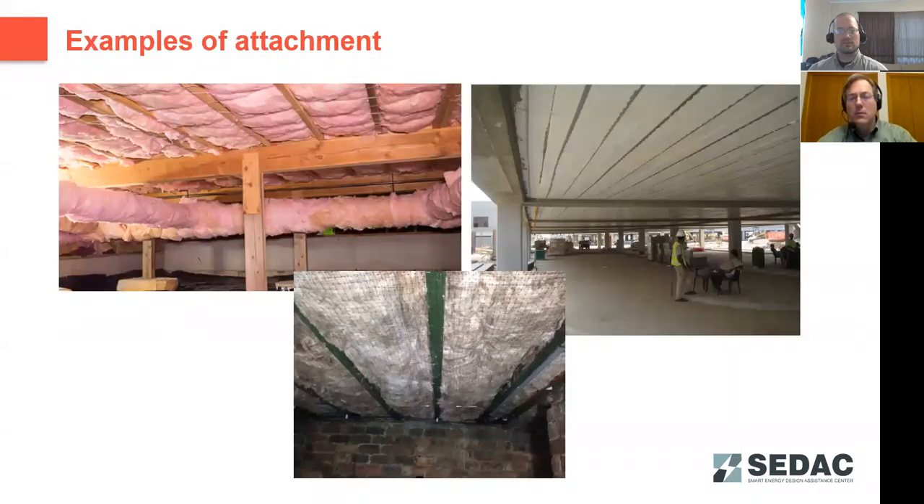These are just some examples. The top left there, you can see there's some wire ties. They're actually stapled to the bottom of the joist, holding that insulation in place. Bottom center there is that mesh example. And the top right there is a spray foam application. Again, as long as that insulation is held in place and maintains contact with the subfloor, that's going to achieve your compliance requirements.